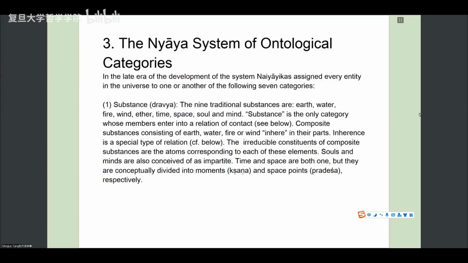So in the late era of the development of the system, Nayayikas assigned every entity in the universe to one or another of the following 7 categories. We have, first of all, substance, dravya. The 9 traditional substances are earth, water, fire, wind, ether, time, space, soul, and mind. Substance is the only category whose members enter into a relation of contact.